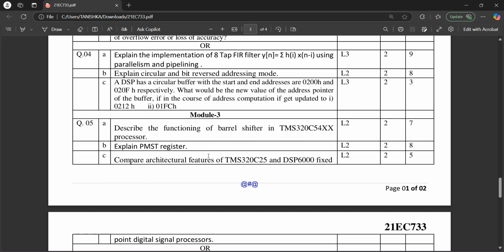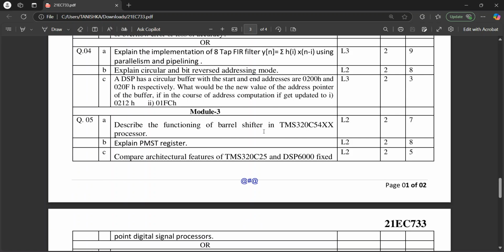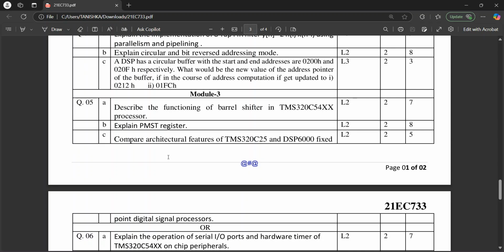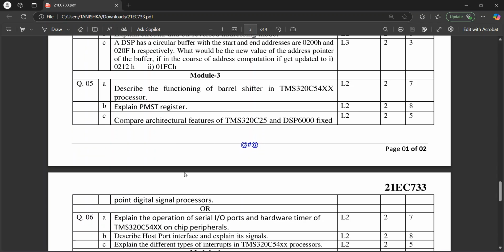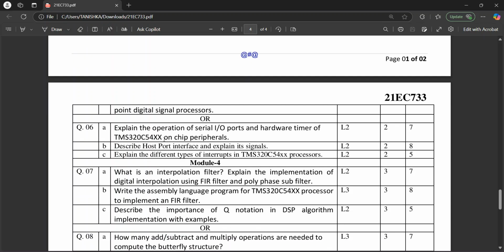In module 3, describe the functioning of barrel shifter in this processor and explain PMST register. Then compare the architectural features. This question was repeated, so study that question also. And operation of serial input output ports and hardware timer of the TMS320C54XX on chip peripherals. Host port question was repeated in model question paper 1.